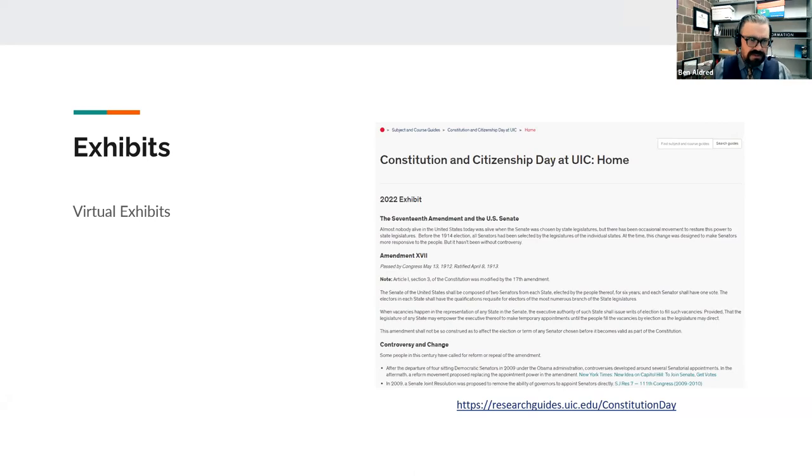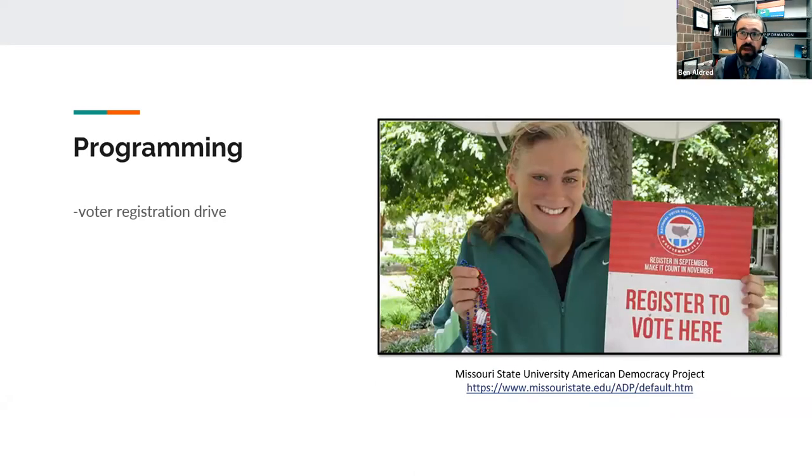One of the major things that you can do, though, is programming. Doing programs in the library can be an excellent way of outreach, an excellent way of bringing people in. One option is a voter registration drive. This is a great opportunity for civic engagement. And September 17th, September seems like a very good time for voter registration.